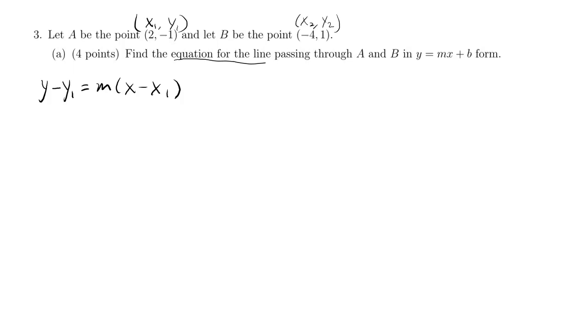Okay, so we know what x1 is. x1 will be 2. You plug in 2 here. y1 would be -1. You plug in -1 here. But we don't know the slope m. So what's the formula for the slope? Slope is change of y over change of x.